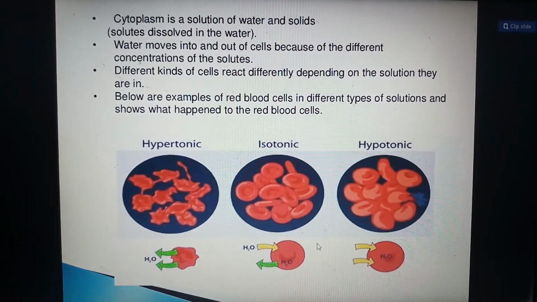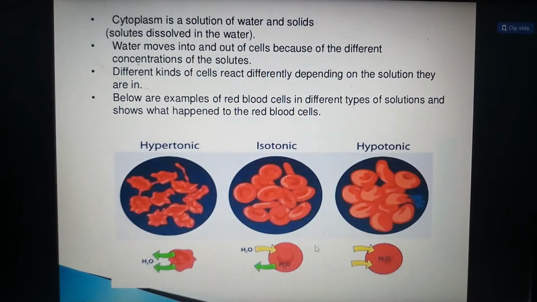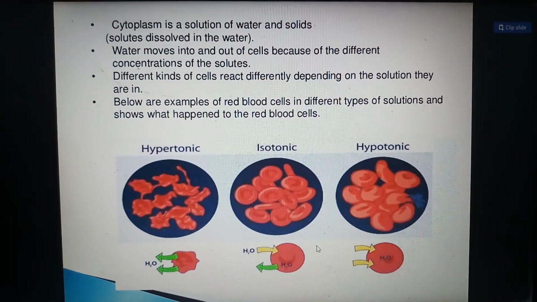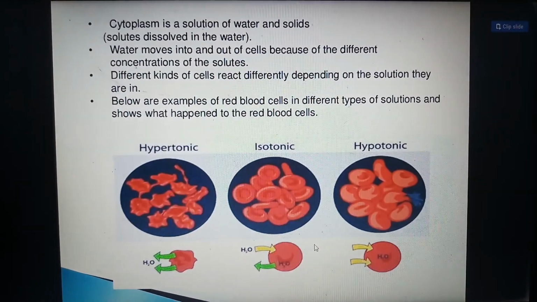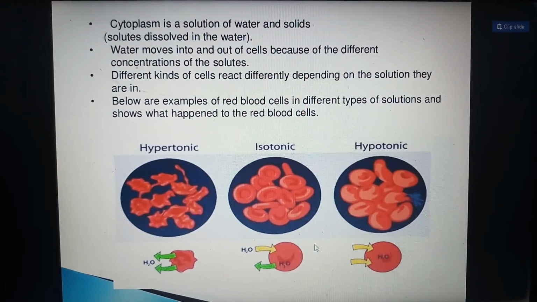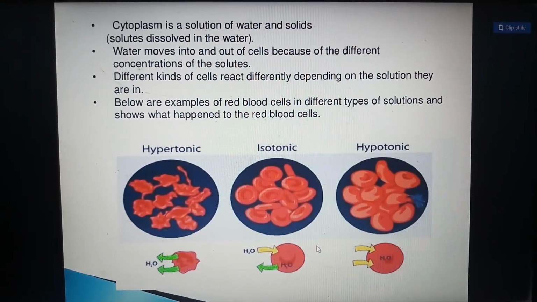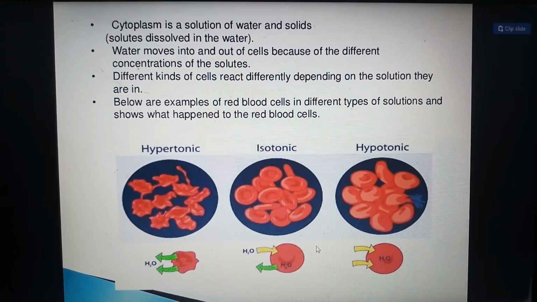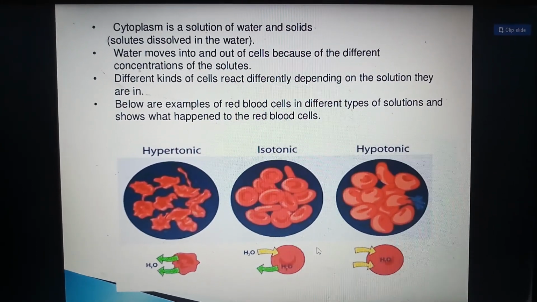Next, cytoplasm is a solution of water and solids. Solutes are dissolved in the water. So the water moves in and out of the cells because of the different concentrations of the solutes. Different kinds of cells react differently depending on the solution they are in. Now, below are the examples of RBCs, red blood cells, in different types of solutions.